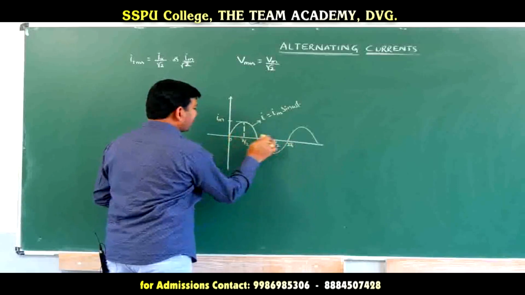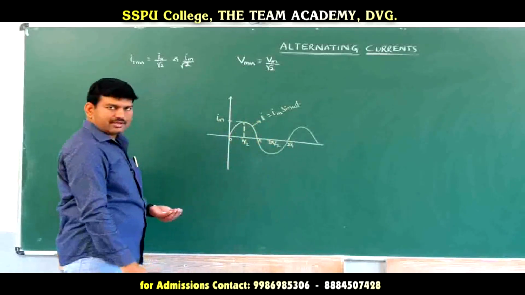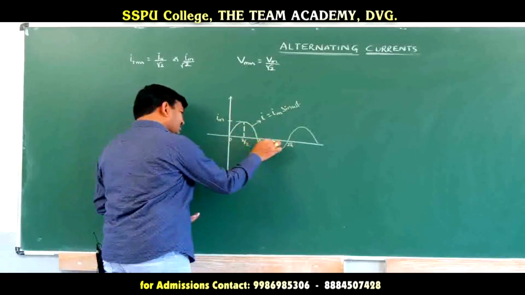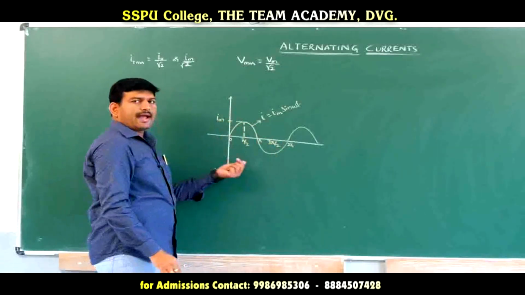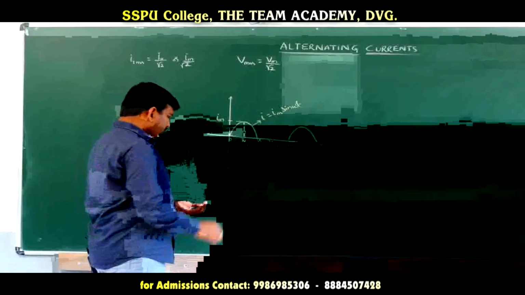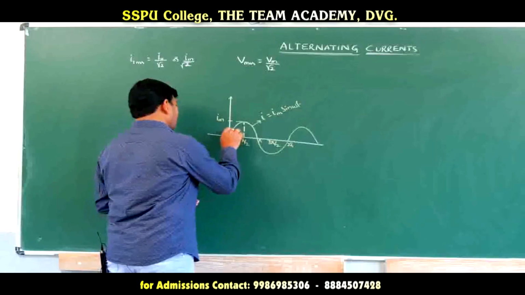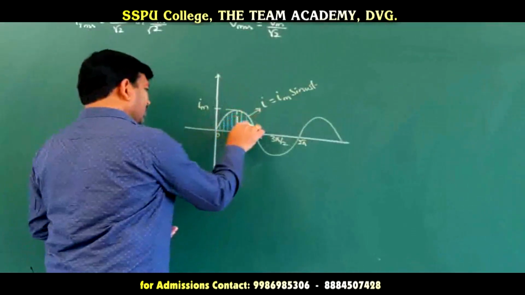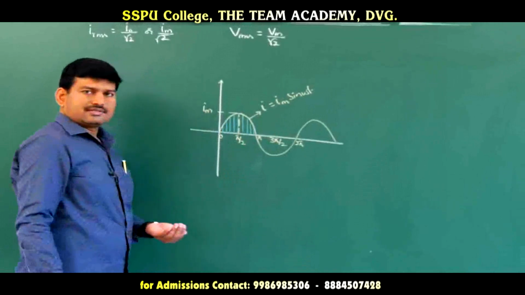Over this full cycle, its complete value will be equal to 0, because for every positive term here there exists a negative term here, and when you add them we get 0 over the full cycle. But over a half cycle, is the current equal to 0? Over the half cycle all these values are positive only, so they never add up to 0.